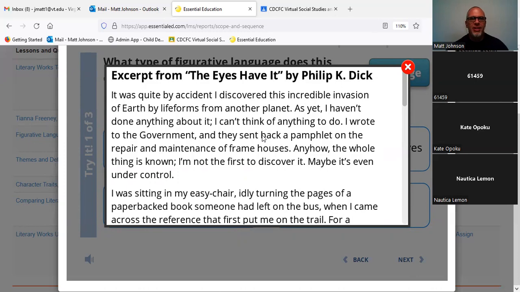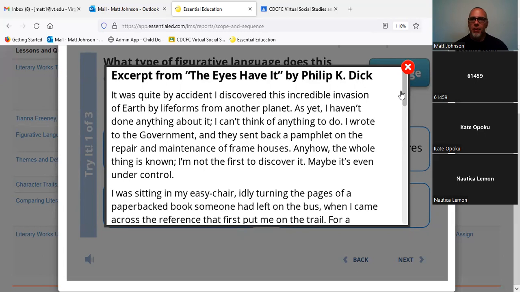It says, I was quite by accident, I discovered this incredible invasion of Earth by life forms from another planet. As yet, I haven't done anything about it. I can't think of anything to do. I wrote to the government and they sent back a pamphlet on the repair and maintenance of frame houses. Anyhow, the whole thing is known. I'm not the first to discover it. Maybe it's even under control.